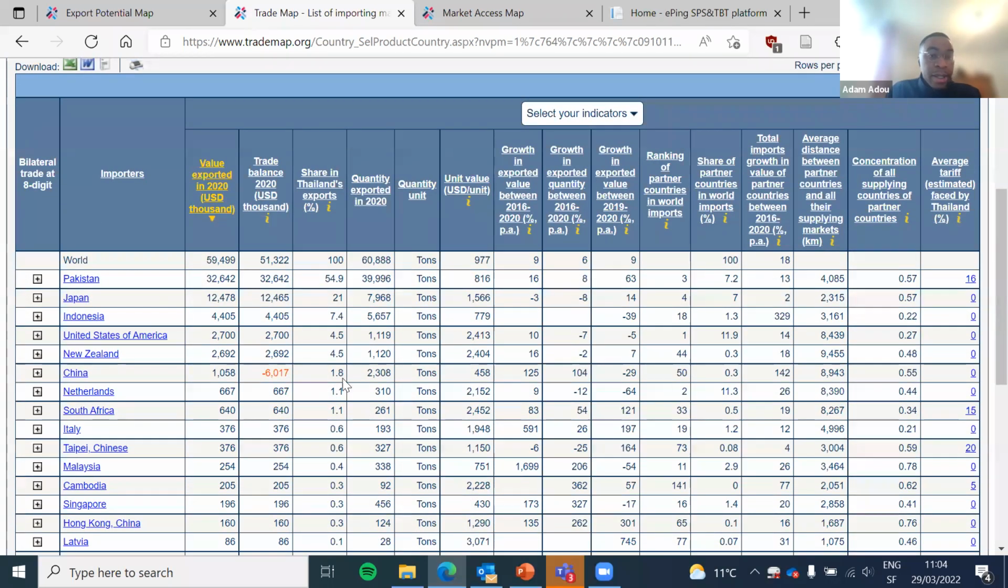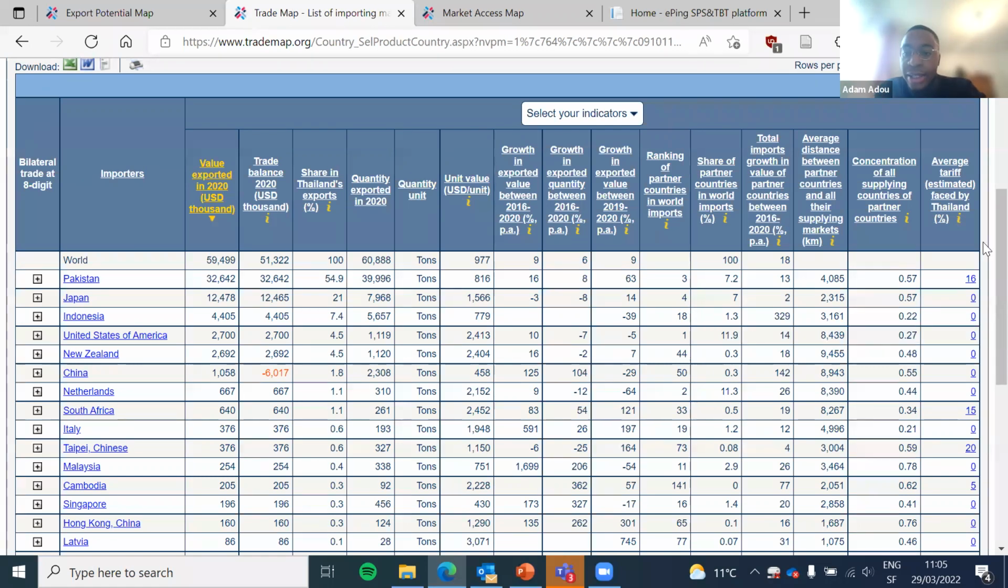So this is the share of imports of Pakistan from Thailand in total export of Thailand. Pakistan represents more than half of Thailand's export of ginger in value. So this is the main destination market. More than half of Thailand's exports are going to Pakistan, basically, for ginger. Then you have the quantity.